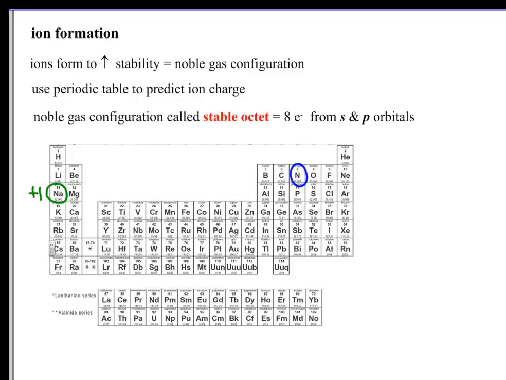It will have a full octet, and that will make it a -3 ion. We take a look at another element. Take a look at aluminum. Aluminum is also a p block element.